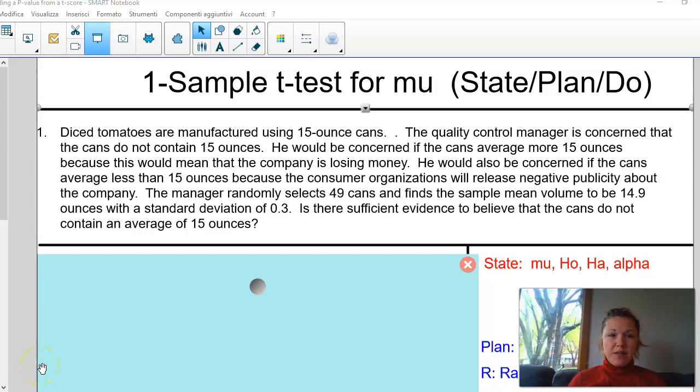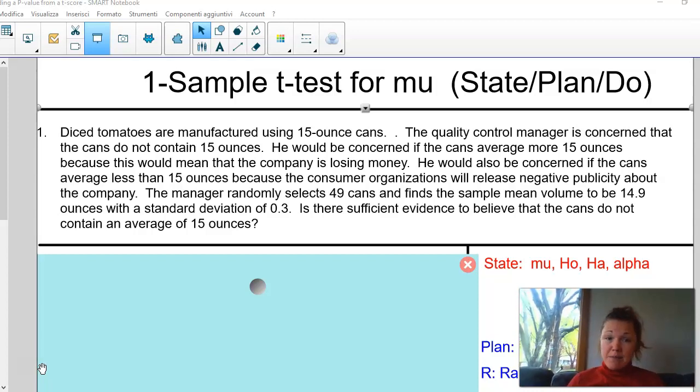Hi, stats students. Today we're going to go through a one sample t-test for mu, okay? Let's get started. The process is similar to a z-test. The difference is that a z is for proportions, whereas a t is for means, okay? Proportions are categorical variables. Means are quantitative variables.